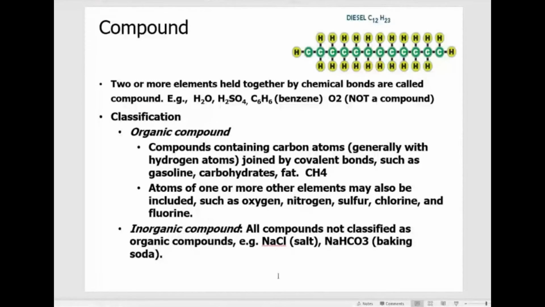Inorganic compounds: all compounds that are not organic compounds are inorganic compounds. So for example, sodium chloride, that's our table salt. Do you see a carbon-carbon bond? No. So it's an inorganic compound.